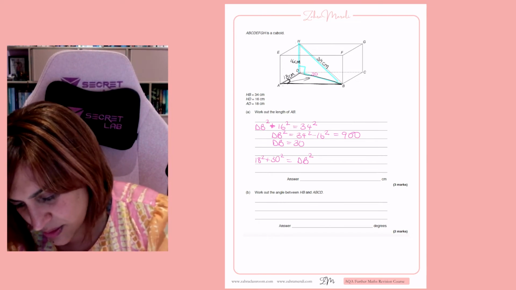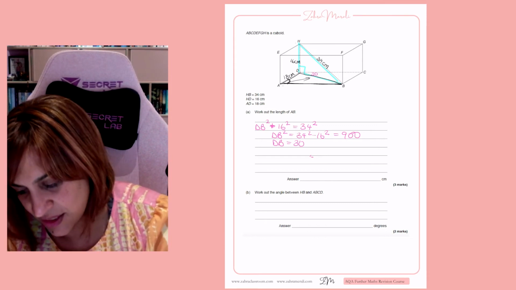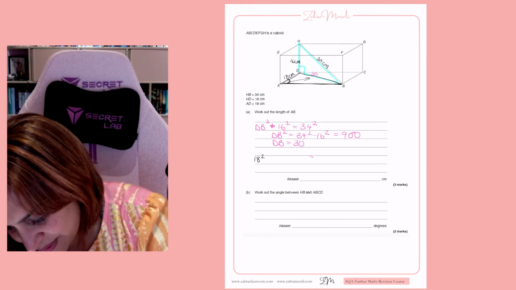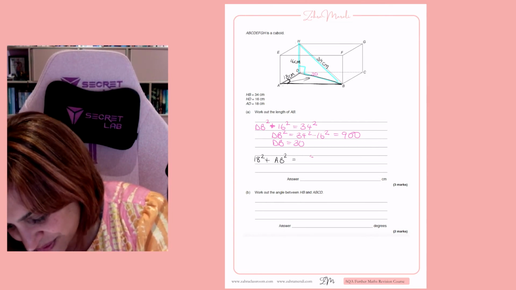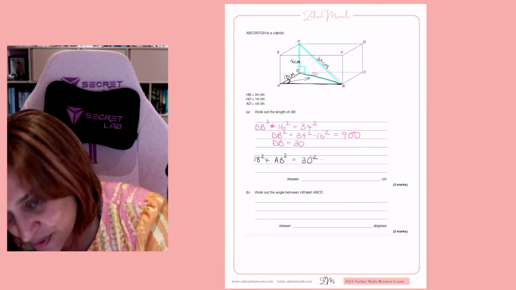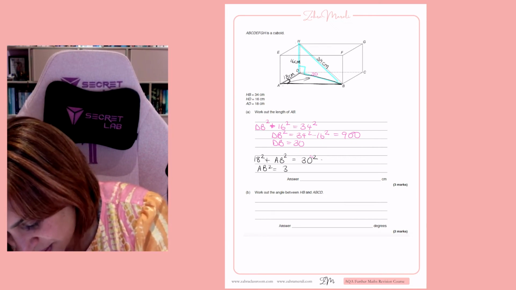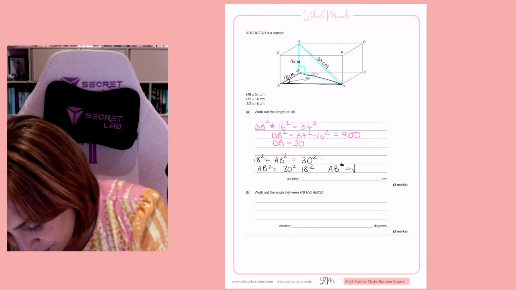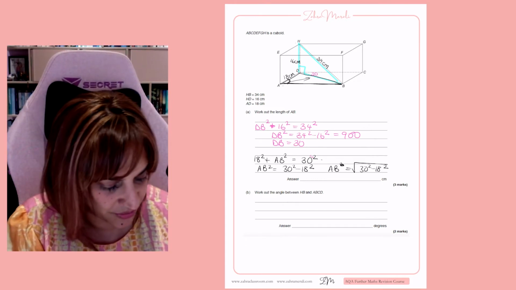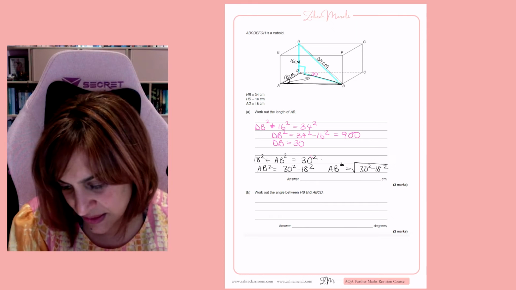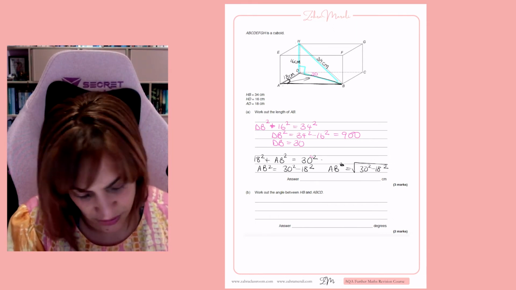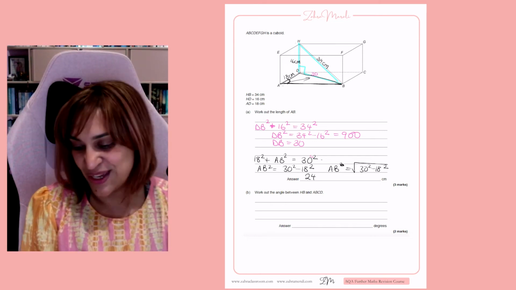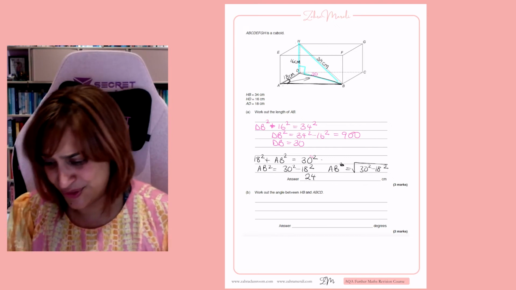So let's rewrite this. We're going to end up with 18 squared plus AB squared equals 30 squared. So therefore AB squared equals 30 squared minus 18 squared. So AB equals the square root of that. So 30 squared minus 18 squared, square rooted, gives you 24, which makes more sense. There you go. All right, so let me go through that again and hopefully haven't confused you too much.